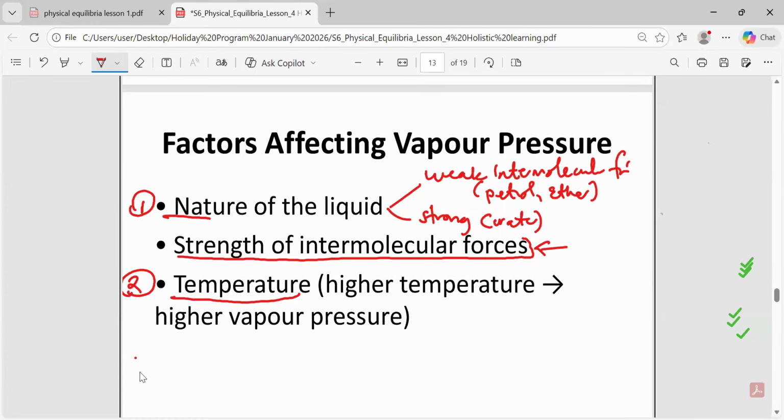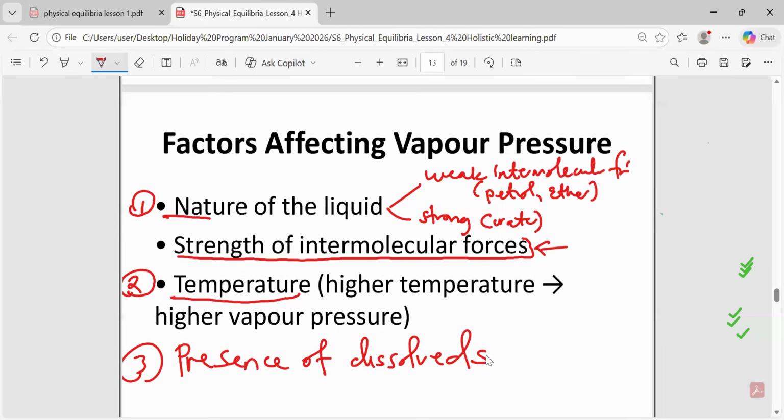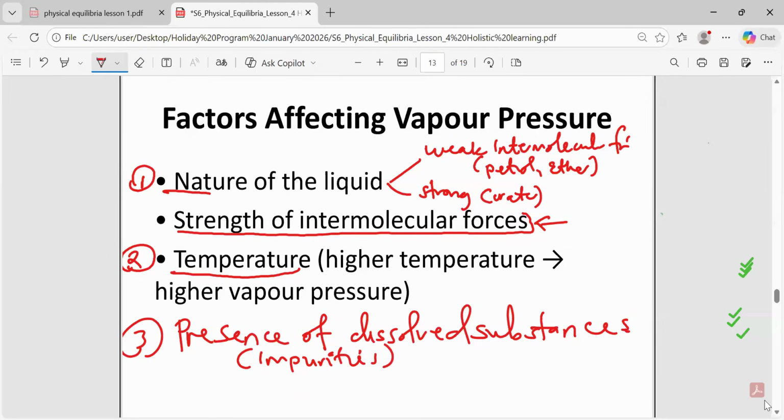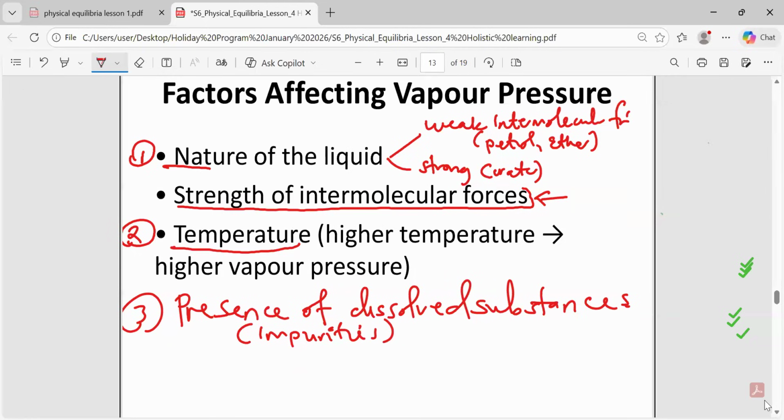But we can also have another factor: the presence of dissolved substances. Or we can say presence of impurities, because if you have water and any other substance is present in the water, that becomes an impurity. So we are saying the presence of dissolved substances can also affect the vapor pressure of a substance.